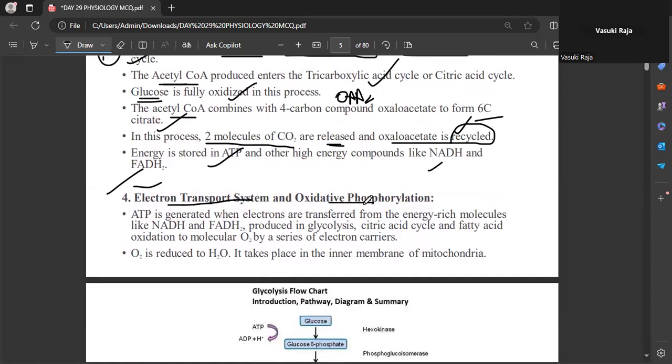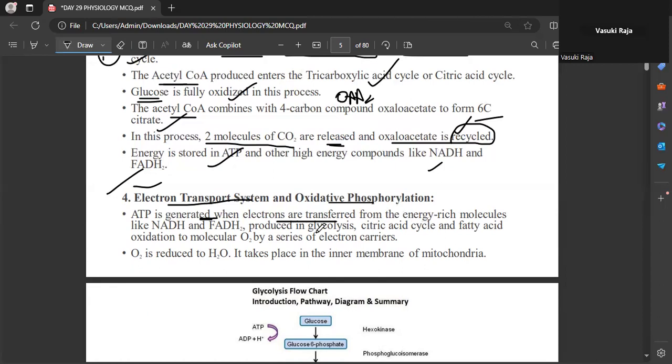Now, the electron transport system and oxidative phosphorylation. Here, ATP is generated when the electrons are transferred. Whenever the electrons are transferred through the electron carriers, there will be a lot of carriers. These electron carriers transfer their electrons from one carrier to another. When it is transferring the electrons, energy is released, and that energy will be used for the synthesis of ATP. This is what happens in the electron transport system.